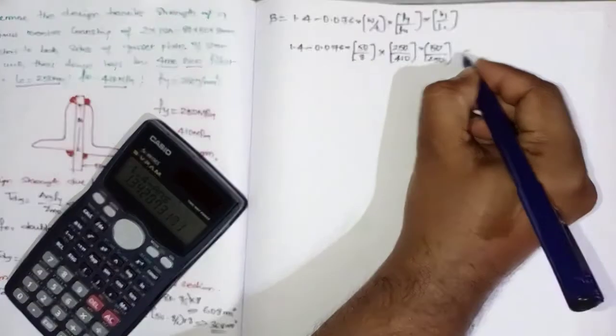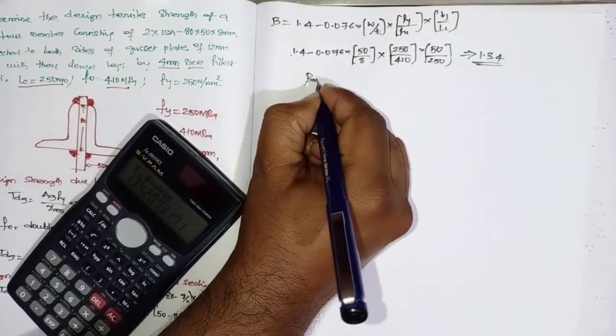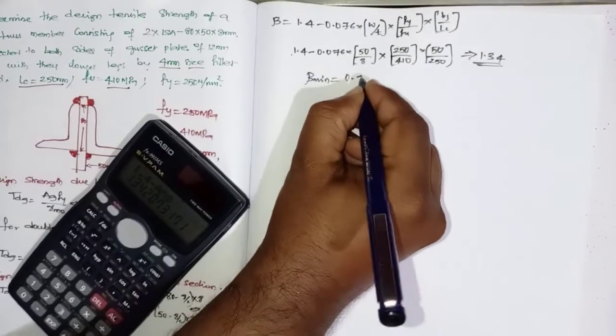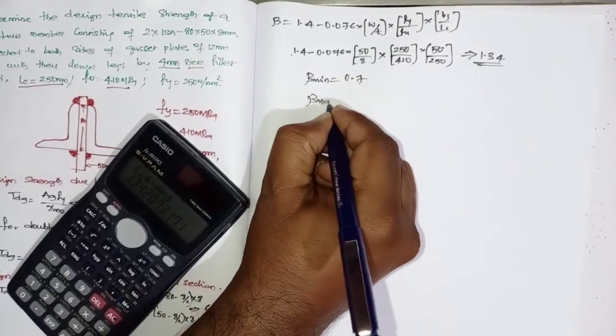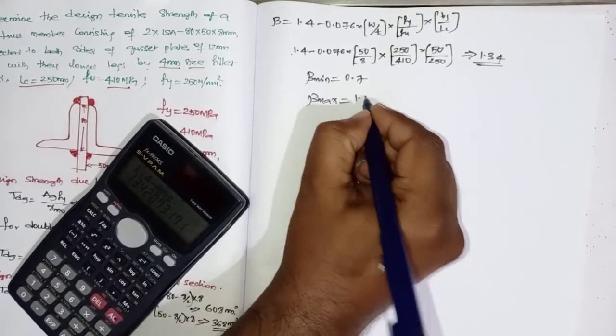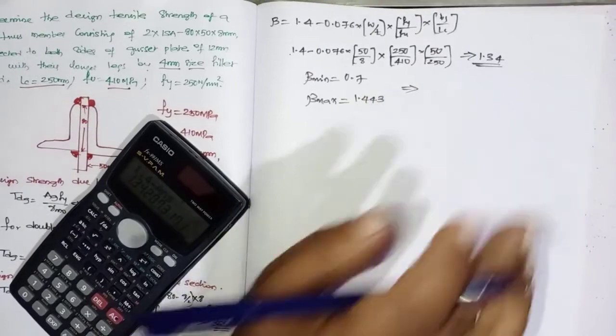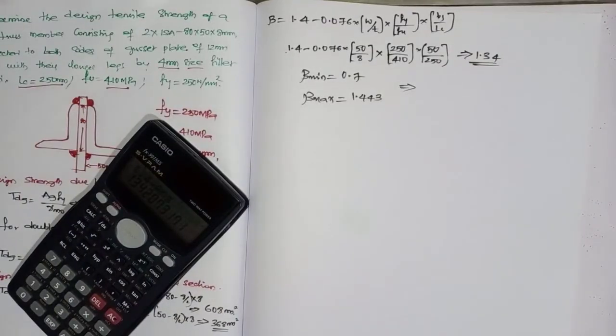So beta value, how much you got? 1.34. What is beta minimum? 0.7. Beta max we already calculated in the previous problem. It is 1.443. So beta value is in between. Okay. Now substitute here.